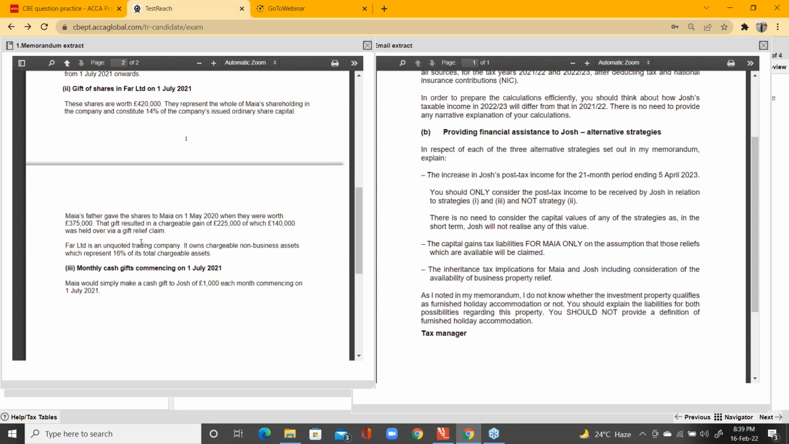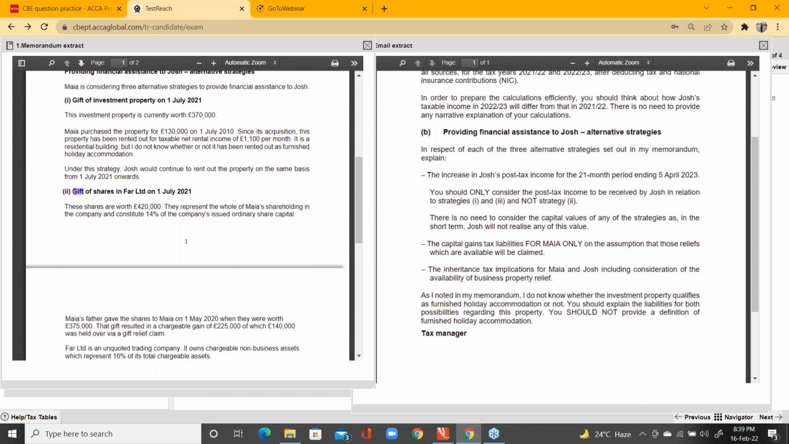And importantly, any transaction between connected persons is always recorded at market value. Even though it's a gift, the disposal of these shares would still be recorded at a market value.